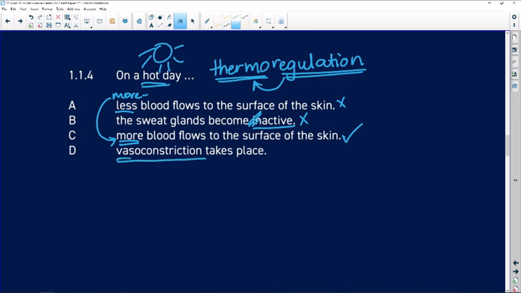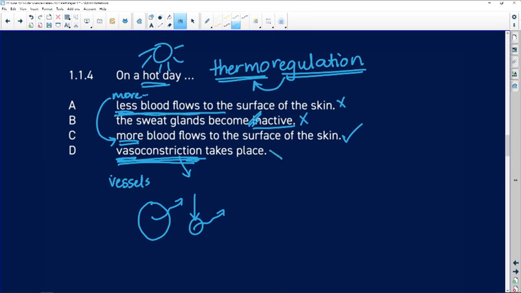Vasoconstriction takes place. We're looking at vaso, which is talking about our blood vessels. And constriction means making narrower. Remember that our blood vessels can dilate or they can constrict, depending on how much blood needs to or is going to flow through those vessels. So vasoconstriction means much narrower blood vessels, and that means that less blood will flow to the surface of the skin. So we've already established that, in fact, D is a repetition of A, just using a fancy term rather than explaining what that term is. So that is incorrect, and our answer for 1.1.4 has to be C.